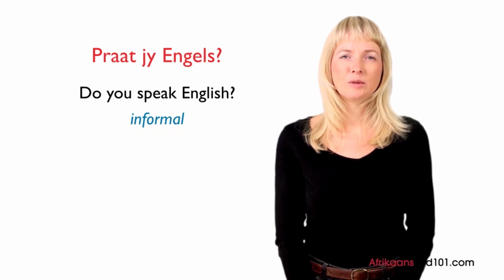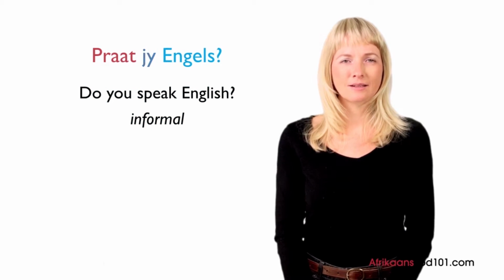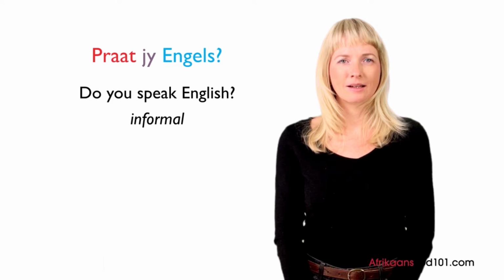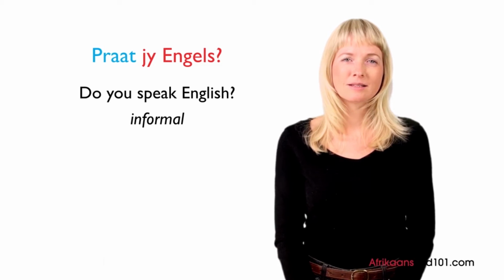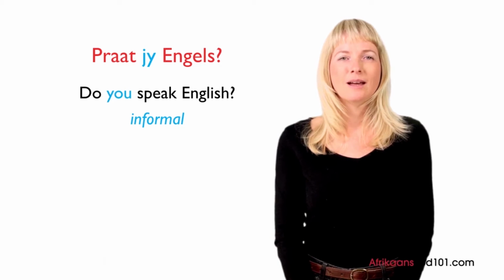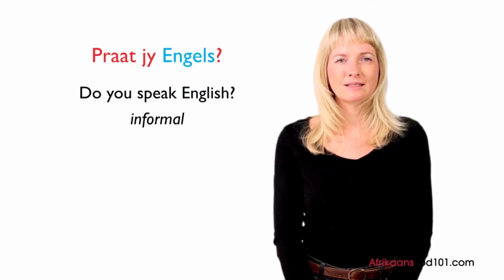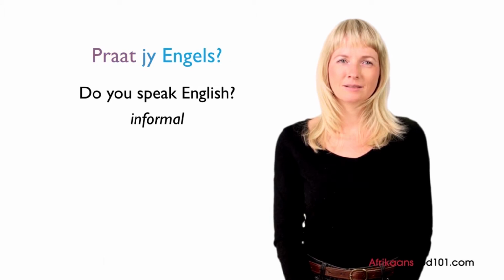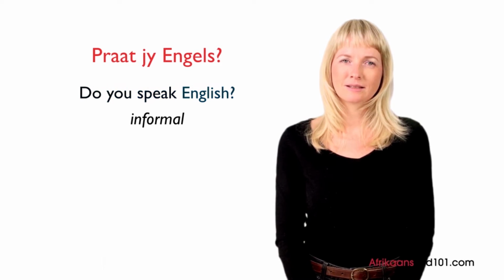If you find yourself in a situation where you need assistance in English, this phrase can be a lifesaver. And because you're asking it in Afrikaans, you can be sure that everyone will understand what you're saying, even if their answer is no. Here's the informal way to say it. Praat jy Engels? Here, praat is the verb to speak. Jy is the informal way of saying you, and as you might have recognized, Engels means English. Praat jy Engels? Do you speak English?